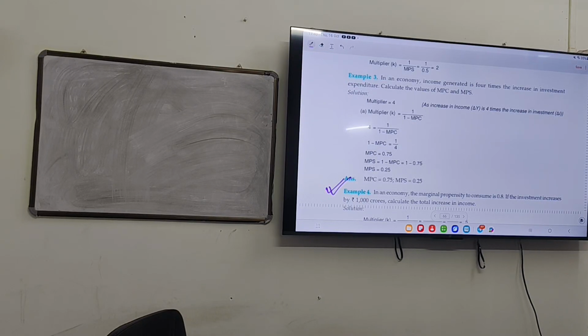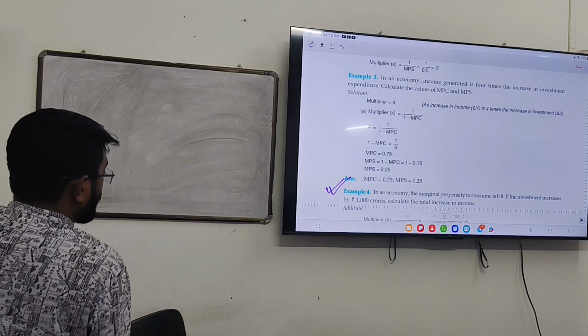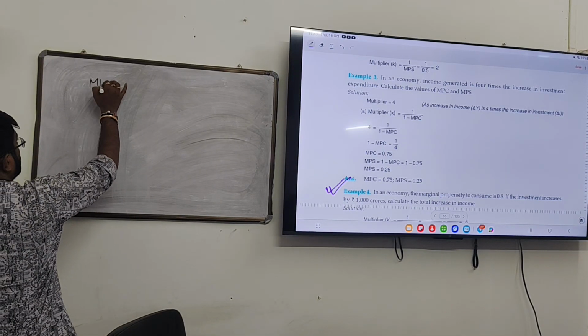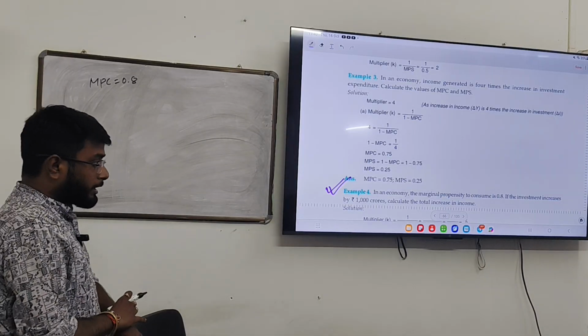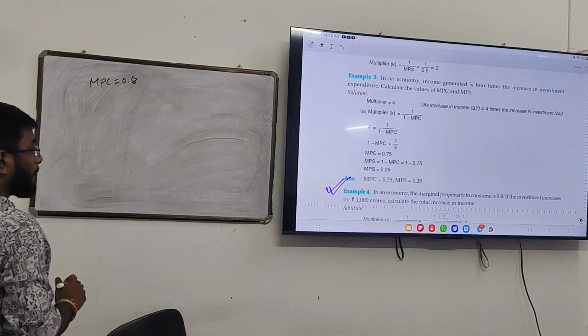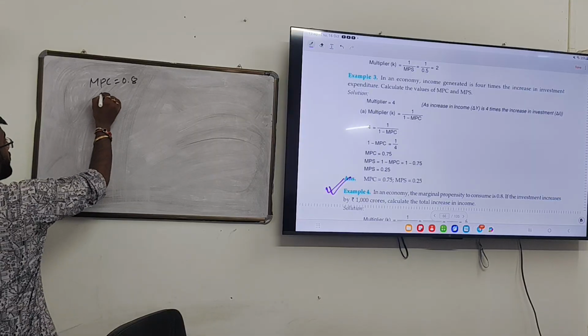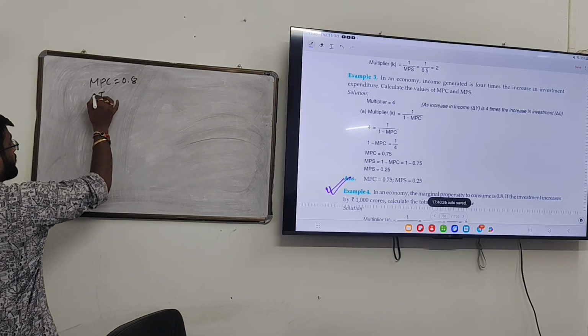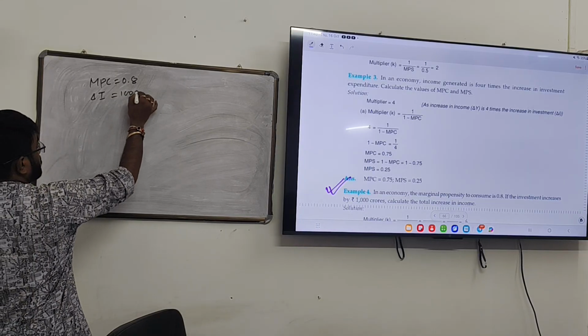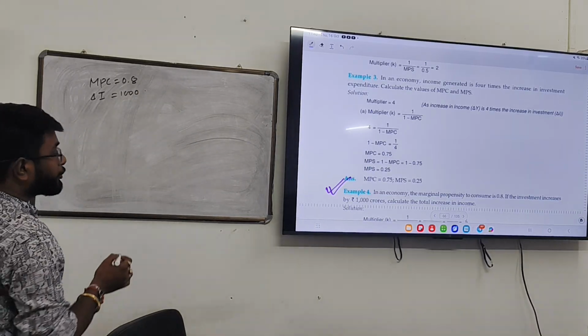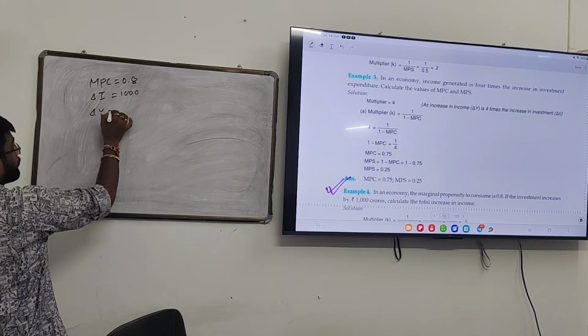Okay, so the question is, in an economy the MPC is 0.8. What is given? MPC equals 0.8. If the investment, denoted by I, increases, that is delta I is equal to 1000, calculate the increase in income, that is we are asked to calculate delta Y.